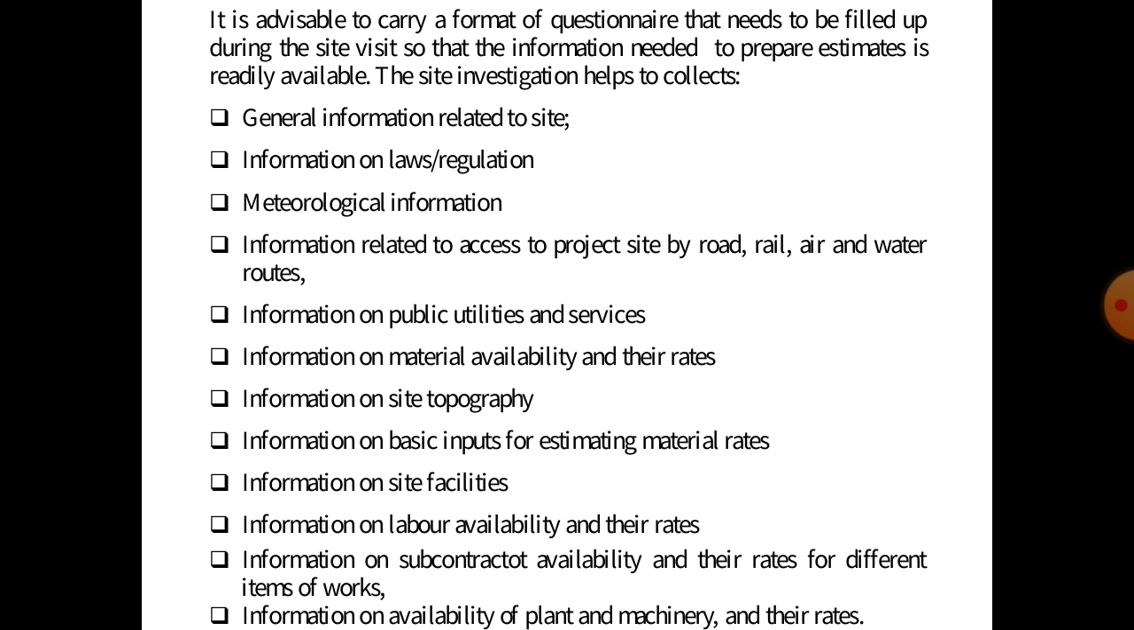public utilities and services, information on material availability and their rates, information on site topography, information on basic inputs for estimating material rates, information on site facilities, information about labor facilities and their rates, and information on subcontractor availability and their rates for different items of work. And the last one is information on availability of plant and machinery and their rates.